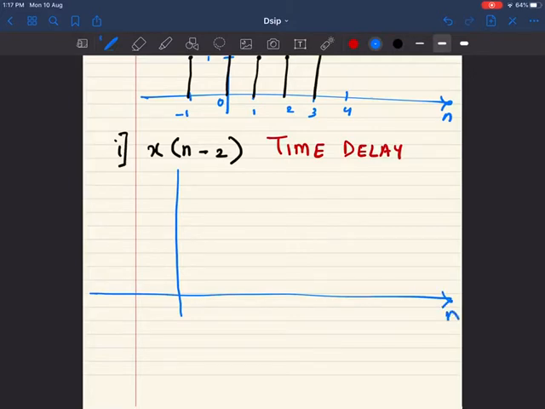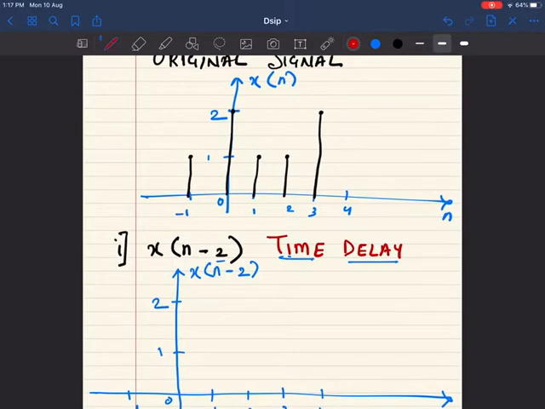Again I will have to draw the x axis and the y axis. On the y axis I will have x of n minus 2. On the x axis I will have these numbers, and on the y axis I will have 1 and 2. Now what happens is the signal is delayed by 2 units. Time delay means you are delaying the signal by 2 units. Look at the original signal over here. This is 1 unit and this is 1 unit. The signal is delayed that much. So instead of starting from -1, the signal is going to start from 1.